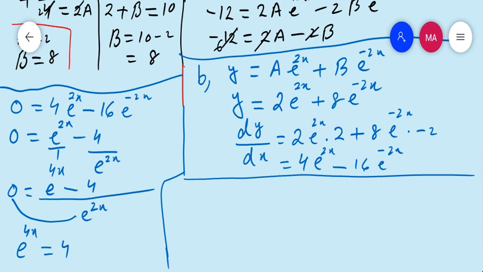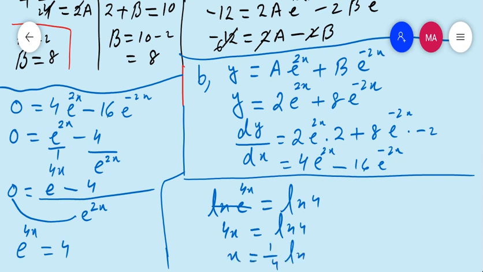Now it's time to take ln on both sides. So ln e power 4x is equal to ln 4. ln and e cancel. 4x is equal to ln 4, and x is equal to 1 upon 4 ln 4. This is the stationary value of x. Now put this value of x in the given question.